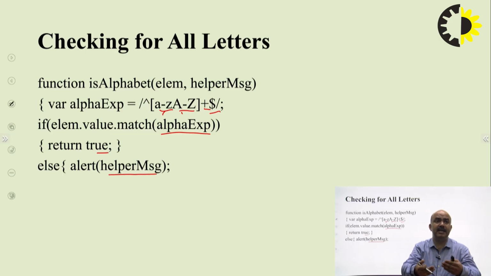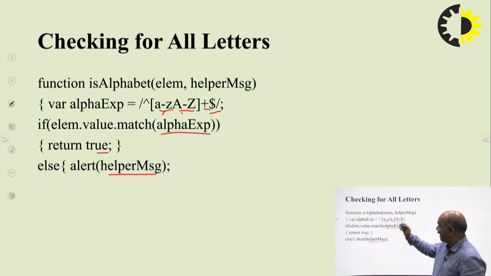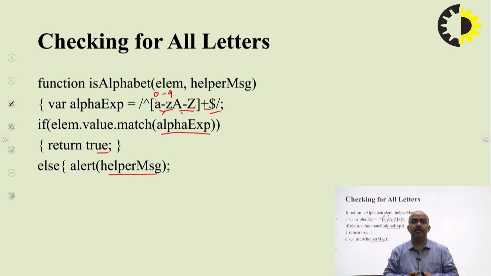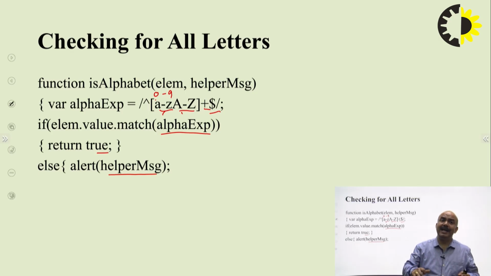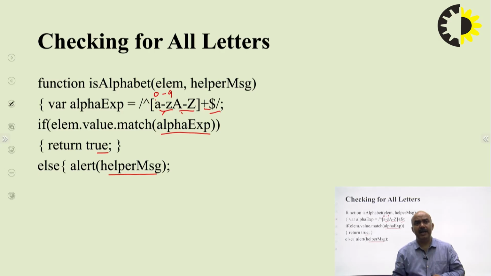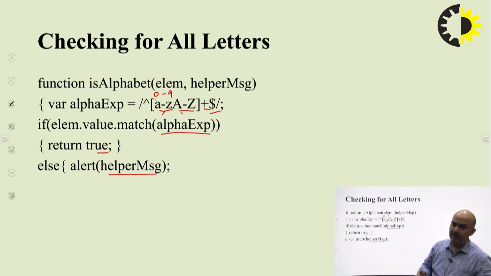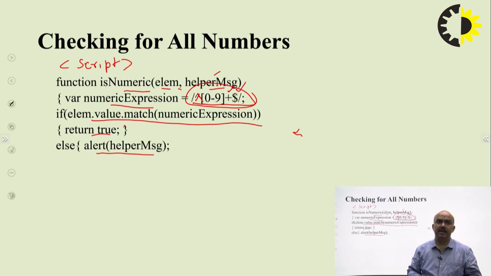Let's suppose we want to check alphanumeric values. In that case, we have to put 0 to 9 within the square bracket as well. Then they can start with a digit value or a character value, either small case or uppercase, and they can appear one or more times, and they can end with a digit or numeric value. In this way we can check numbers and letters.